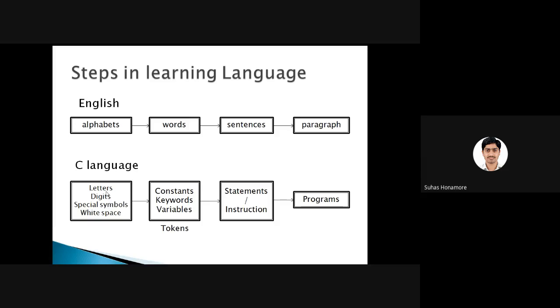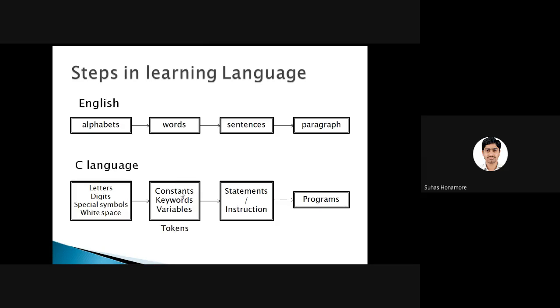Here it will come as letters, digits, special symbols, white spaces. Normally whatever things you see on the keyboard will come here. A collection of these things together we'll call tokens. These tokens are divided into 6 different categories.